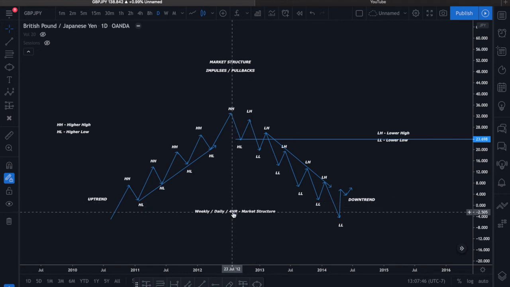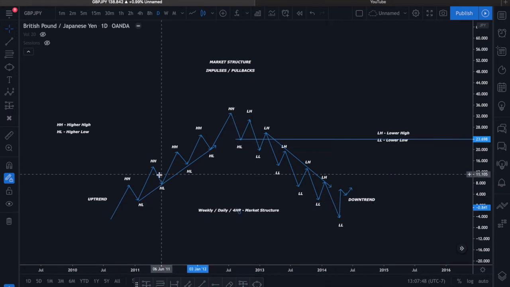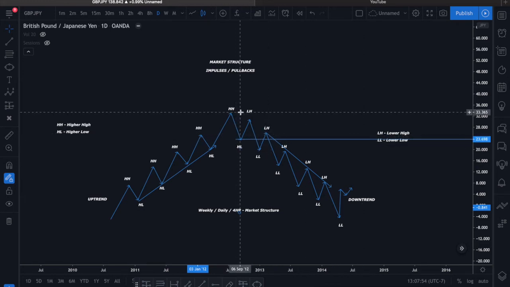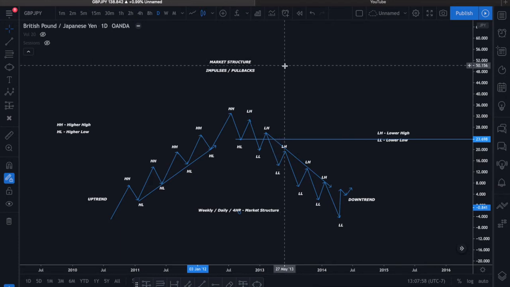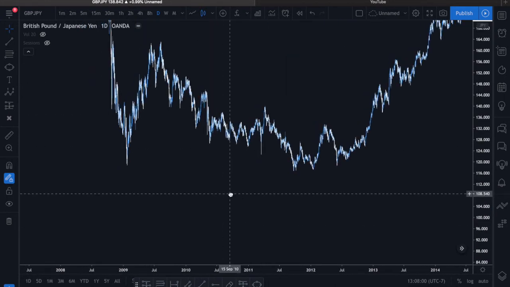So that is really structure, man. Higher highs, higher lows, lower highs, stuff like that. You have to wait for the structure to be broken to continue with it. Now let's get into actual structure.